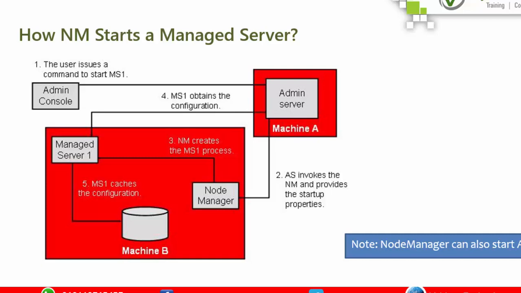Shutdown also works in the same fashion. The shutdown command will be issued from the admin console, then the admin server takes the request and forwards it to the Node Manager running on the remote machine, then it is going to give the command to shut down the server. So note this point, Node Manager can also start the admin server.